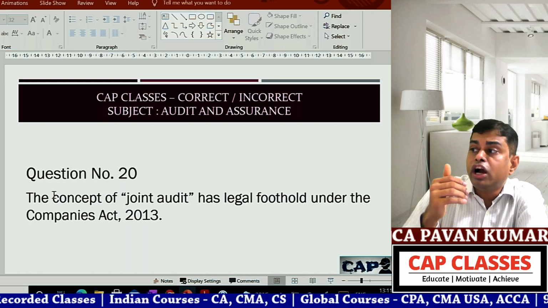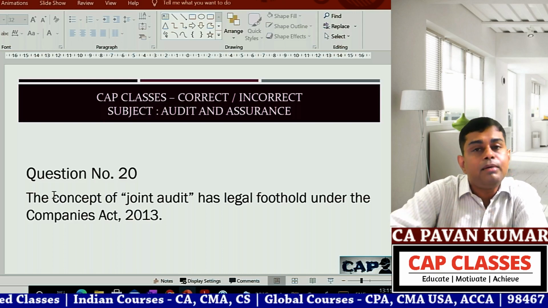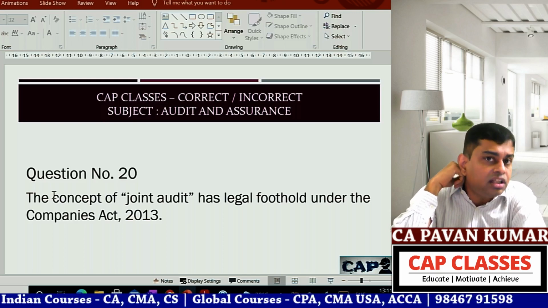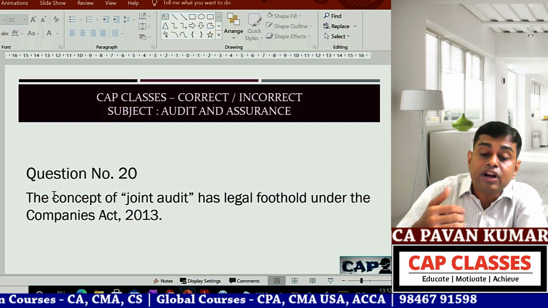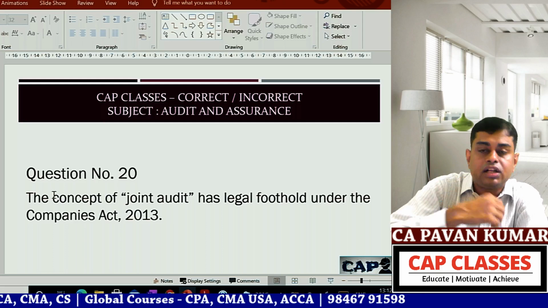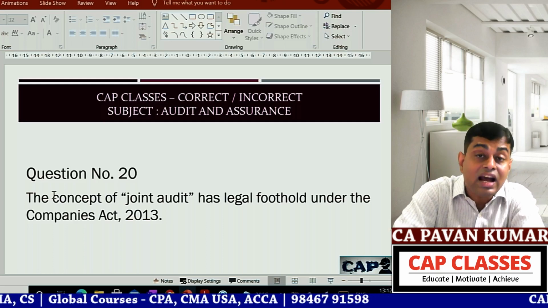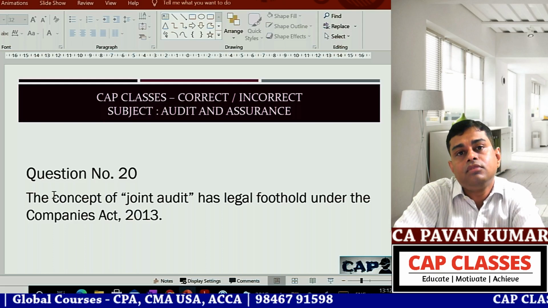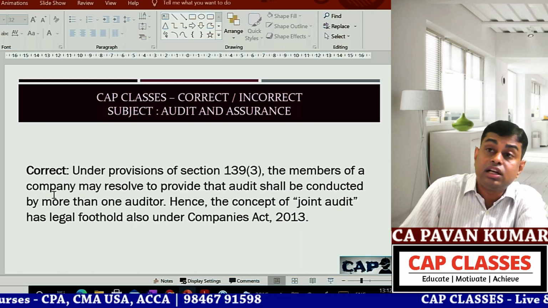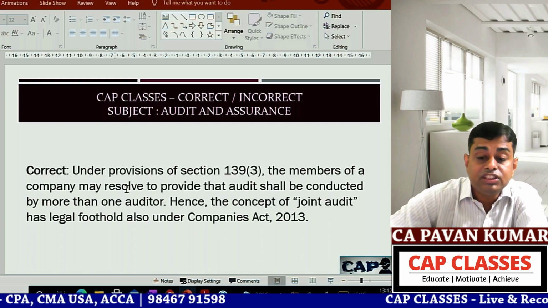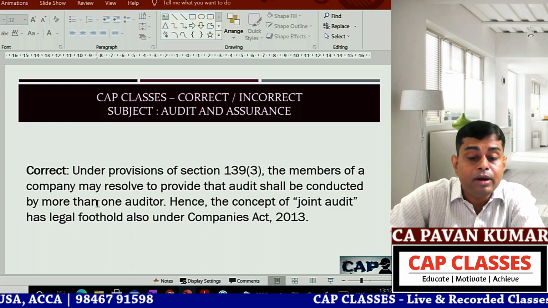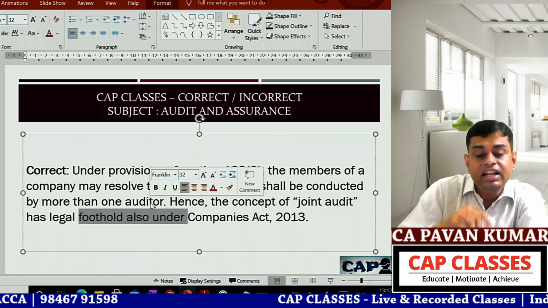The concept of joint audit has legal foothold under the Companies Act 2013. Joint audit, whether it has any foothold in Companies Act 2013? Yes, because members of a company can pass a resolution that audit shall be performed by joint auditors. So joint auditors have legal sanctity. This concept of joint audit is accepted and mentioned in the Companies Act. So the given statement is correct. Under provisions of 139(3), the members of a company may resolve that audit shall be conducted by more than one auditor. This is there in case of many banks.